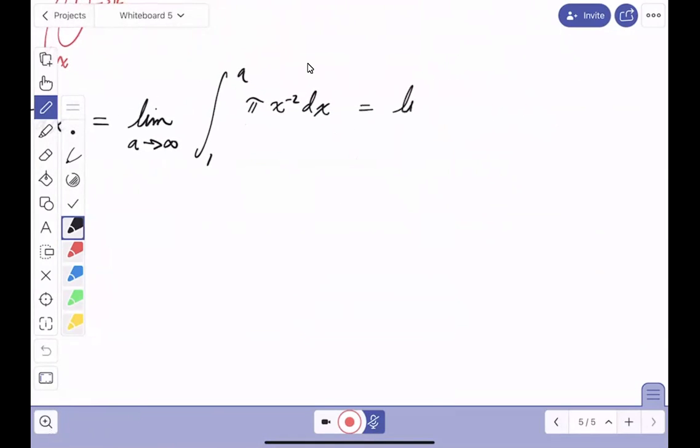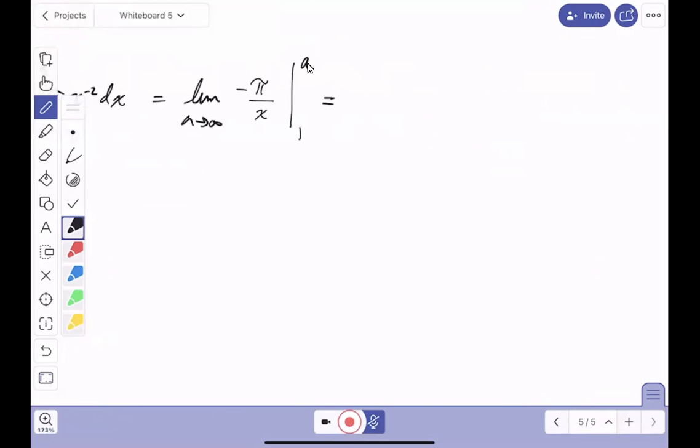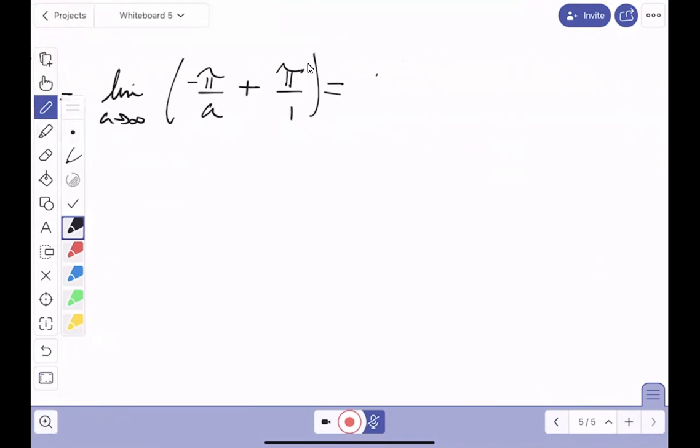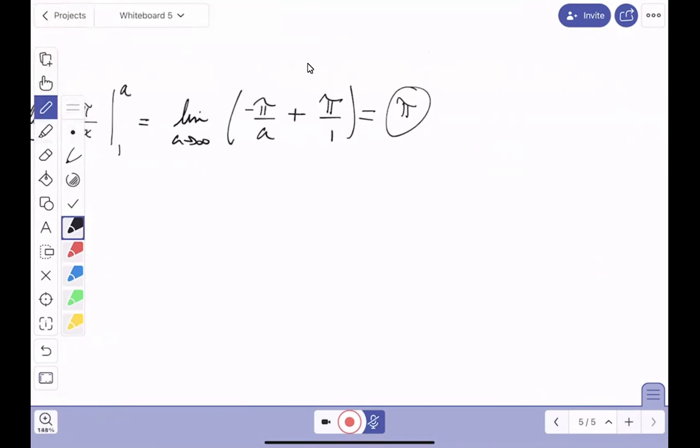equals limit a goes to infinity. Let's see, pi, that'll be x to the minus 1. So I got this over here. So 1 to a. Let's see if we can do that. Limit a goes to infinity minus pi over a. Minus is plus pi over 1. Limit's fairly easy to do. When a goes to infinity, first term disappears. And we're left off with pi. That's pi cubic units, by the way.